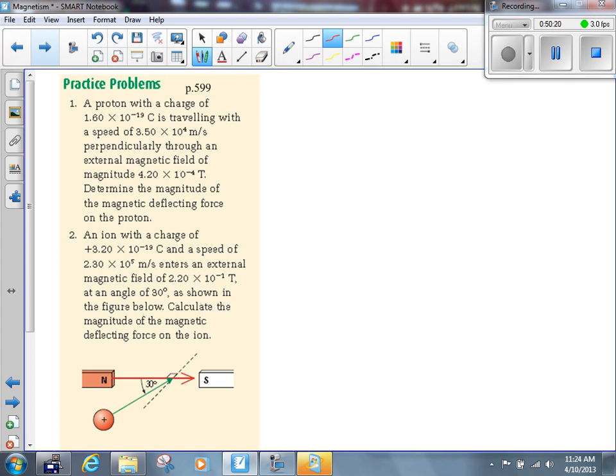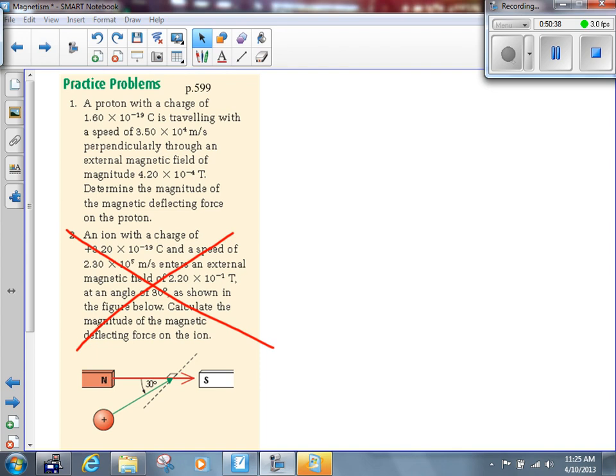Actually, let's not take a look at question number 2. Why not? Why do I not want you to do question number 2? It's not perpendicular and it's not parallel. So question number 1 on page 599, please.